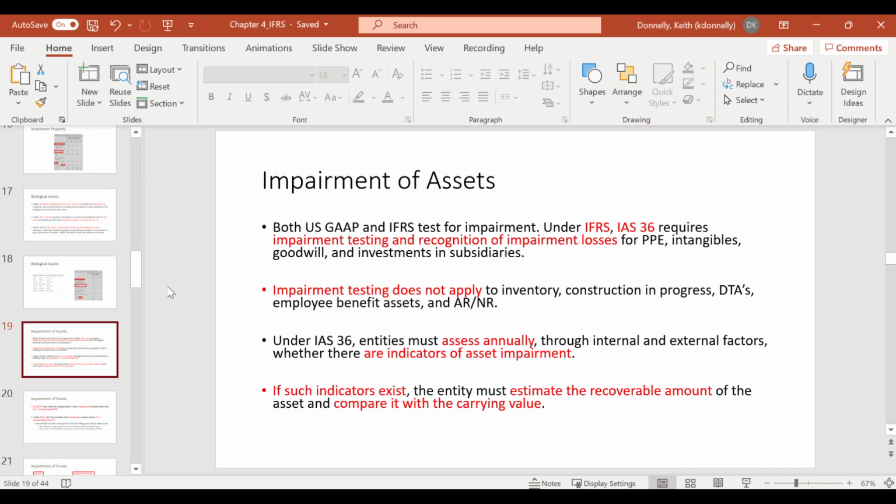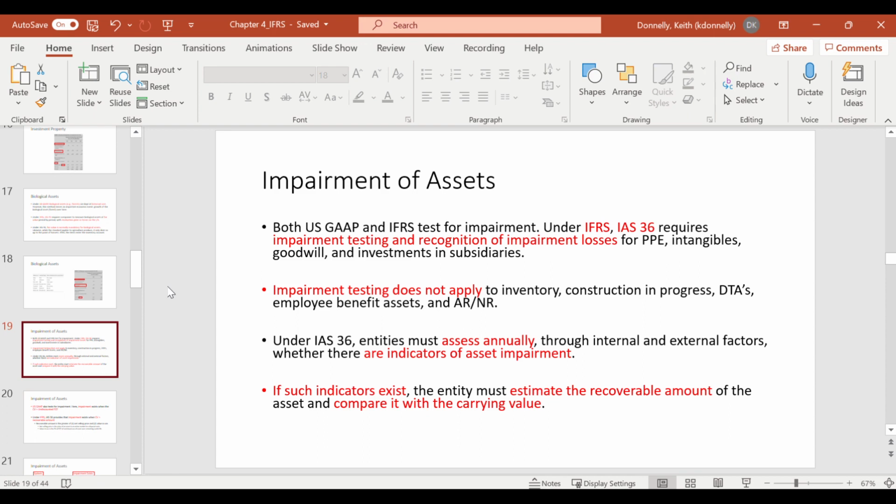Impairment of assets, right? So the idea here is both US GAAP and IFRS are going to test for impairment. Under IFRS, impairment testing and losses can be used for PP&E, intangibles, goodwill, and investments in subsidiaries. Impairment testing does not apply to things like inventory, CIP, DTAs, AR, and NR.